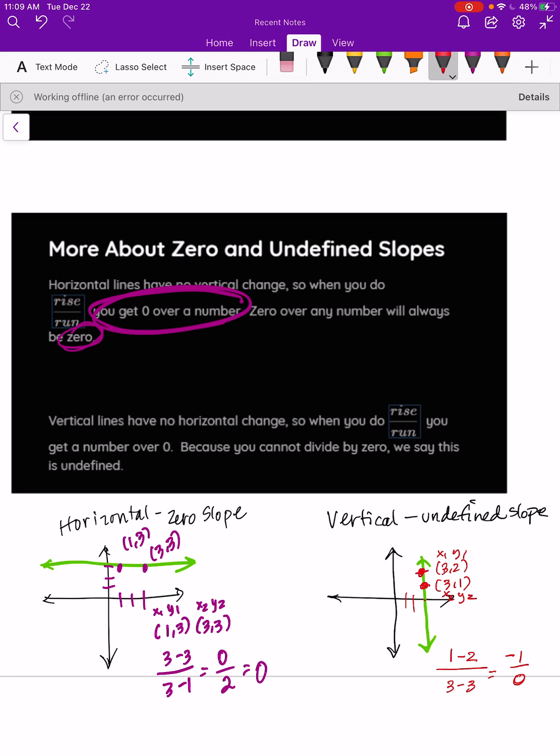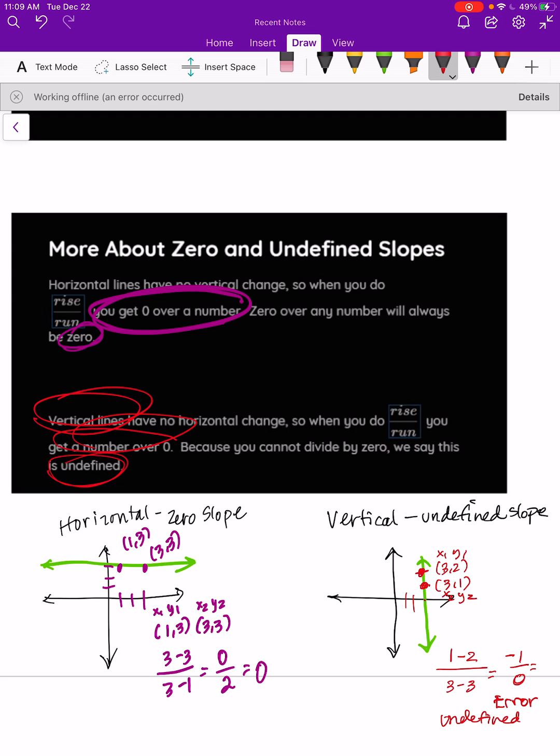If you try to do negative 1 divided by 0 in your calculator, you are always going to get what they see as an error, because you can't divide by 0. You can't make 0 groups. So this is what we call undefined. Vertical lines, when you do rise over run, you get a number over 0, and because you can't divide by 0, the slope is undefined.